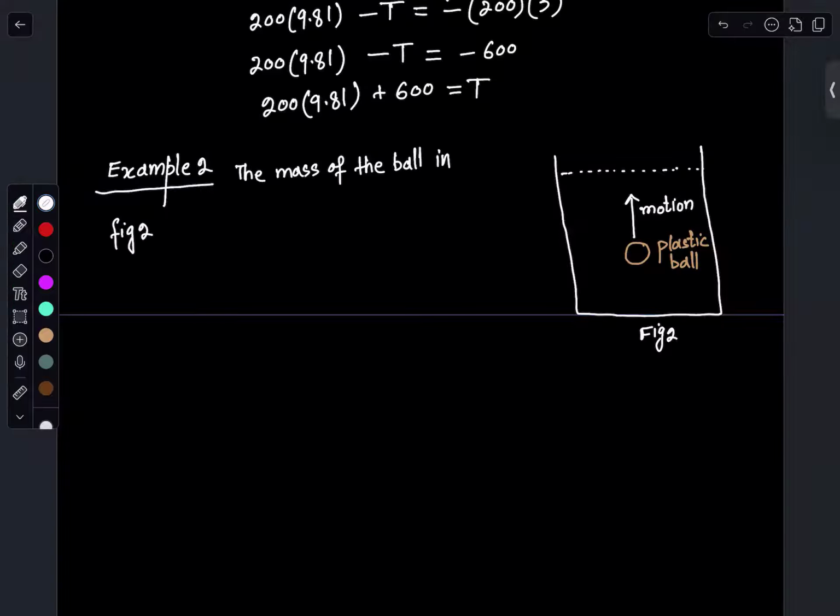Weight acting downwards. Second force is upthrust. It always acts upwards. Upthrust acting upwards. Musa, why is viscous drag downwards? Sir, because motion is upwards. And viscous drag is the fluid friction. You know that. Viscous drag is the fluid friction. Viscous drag acting downwards, it always acts against the motion.